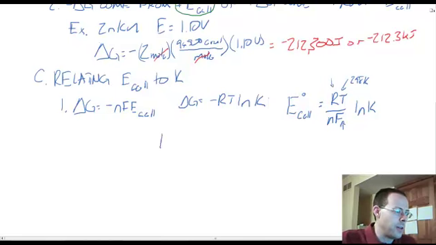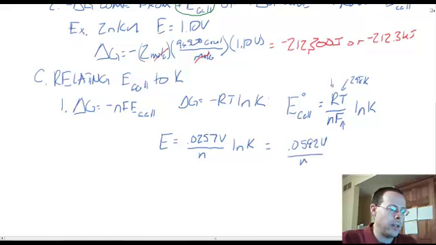And all this can be simplified into these 2 equations, which you're going to see on your equation sheet. Depending on whether you want to work in log or natural log, we can say that E equals 0.0257 volts over N moles, and that's just moles of electrons that are transferred, ln K, or that's the same as 0.0592 volts over N log of K. Whichever one you prefer to work in, the relationship between 0.0257 and 0.0592 is the constant 2.303, which is our conversion between log and natural log. These equations are true at 298 Kelvin.